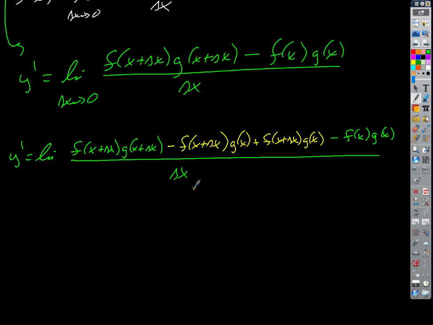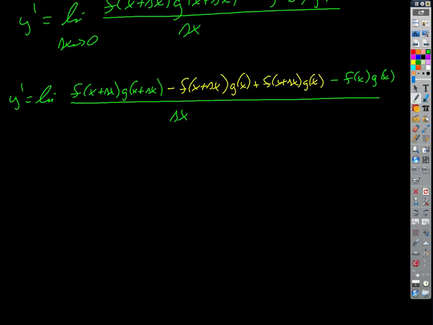Okay, why am I doing that? No idea. It's a mystery. Okay, let's regroup this a little bit. I'm going to group it into two parts. That part and this part, okay? First part, can I factor something out? F of x plus delta x, yes I can. So then we're going to get the limit of f of x plus delta x times what's left over.